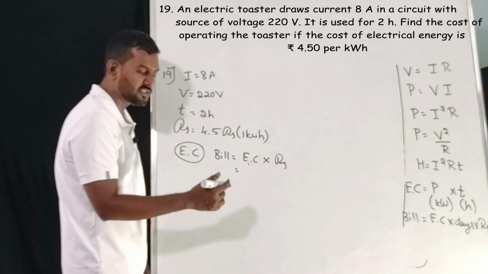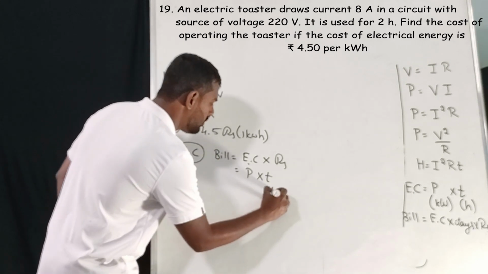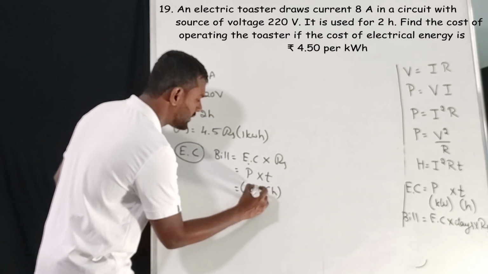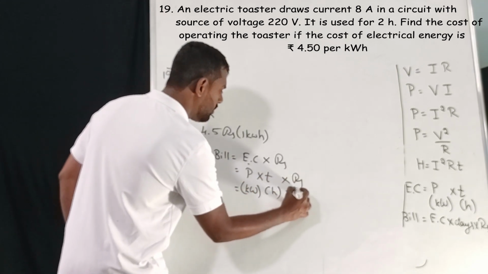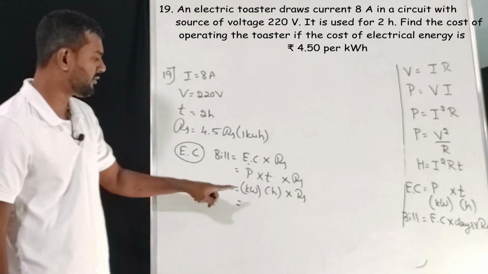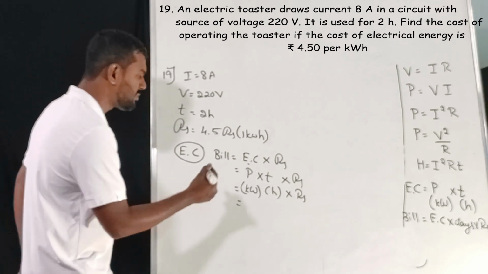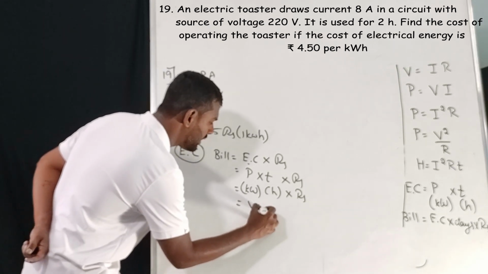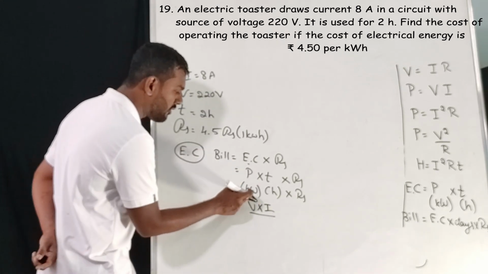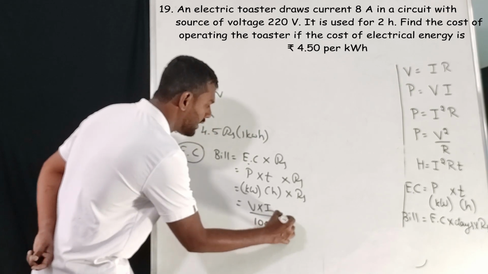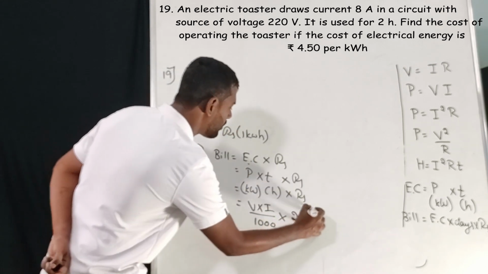What is EC? Electrical energy consumption, that is nothing but power into time. Time here is given in terms of hours, so power should be in terms of kilowatt, into number of days, into rupees. So we don't have power, correct? How can we find power? Using V and I. V into I will give us power. So power is equal to V into I. Whatever power we get will be in terms of watt, but we want kilowatt, so divide it by 1000, into time. Time is nothing but 2 hours, correct? 2 into rupees, which is 4.5.